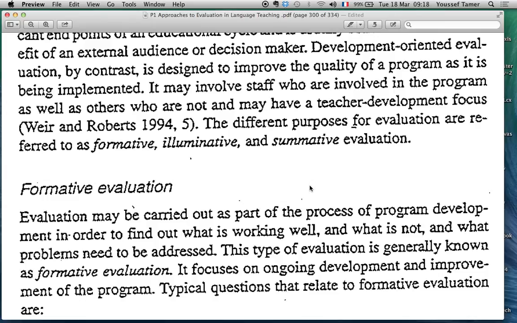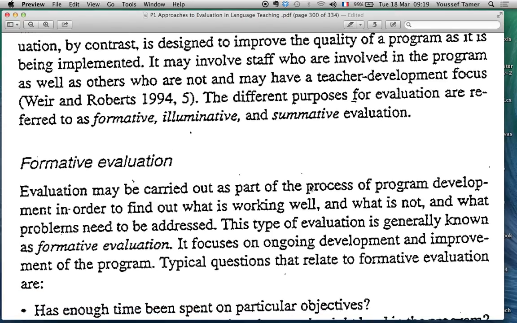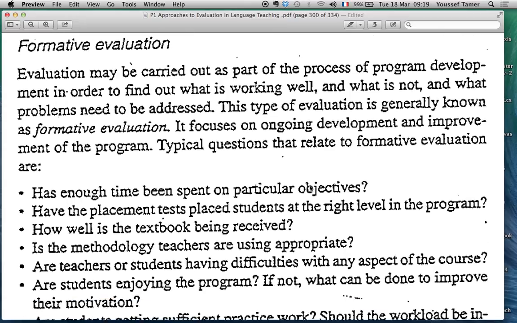They want to see whether the money is well spent. So that's why it's only good. But the other one, teacher development, oriented towards development, is much better because you go and collect data to improve. But the first one is just to see if money is well spent and if the results are good. Now, formative, illuminative, and summative evaluation.